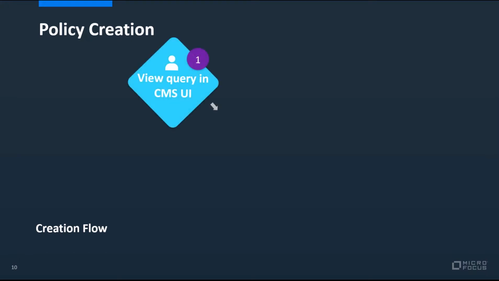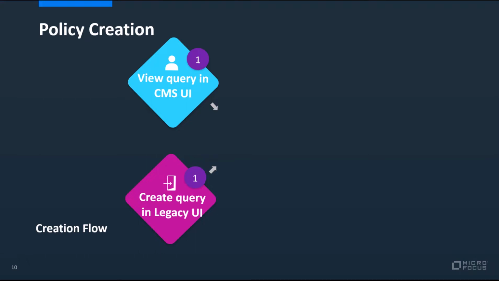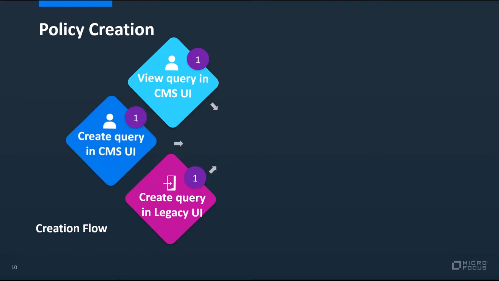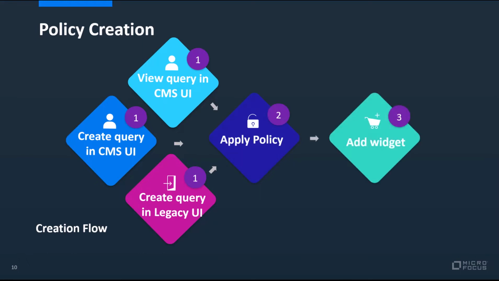You can either view a query in the CMS UI. You could create a query in the legacy UI, that being the UCMDB local client. Or you could create a query in the CMS UI. Any way that you get a view is the right way to start the policy creation flow. From here, you apply the policy and then add the widget to the CMS UI.